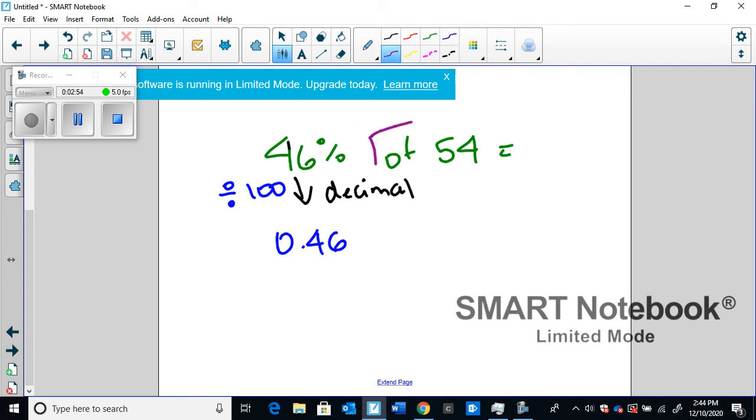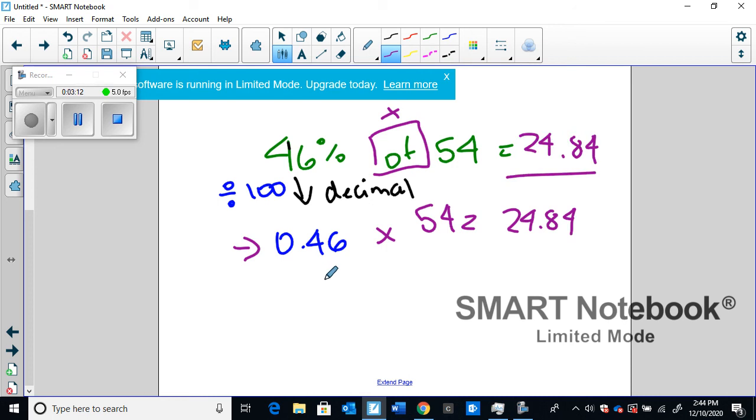And then we talked about the word of. Anytime you see the word of in math, it means to multiply. And so now we actually have a sentence that we can put into our calculator. So 0.46 times 54. That's going to give me 24.84. And so 46% of 54 is 24.84. And that would be our answer.